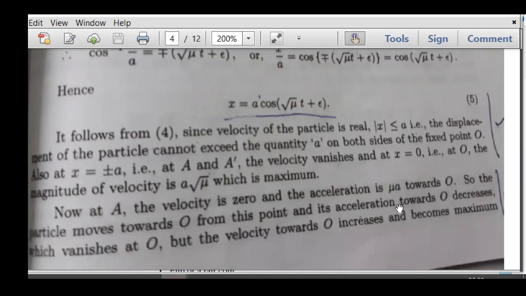Now, velocity vanishes, you can check from here also, because dx/dt is what? Sine will come. So dx/dt equal to 0 means, whenever we put a here, for x equals a or x equals minus a, you are going to get dx/dt equals 0. That means these two points. And at x equals 0, that means at the origin, the velocity is maximum. This means a root mu.